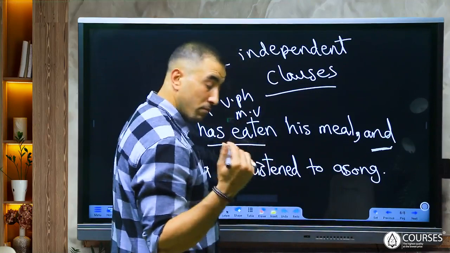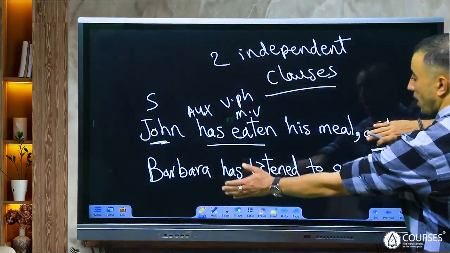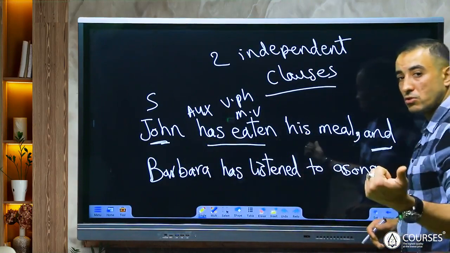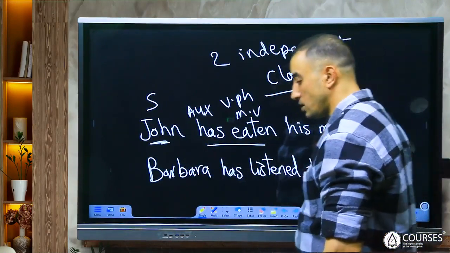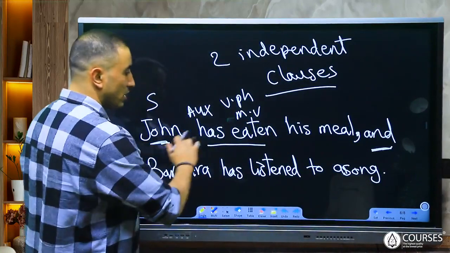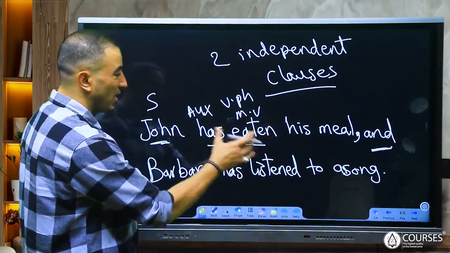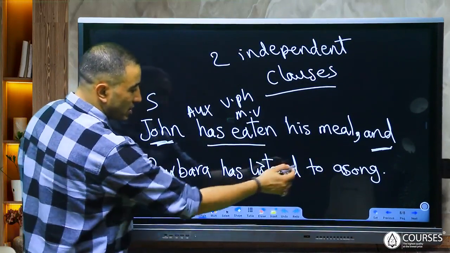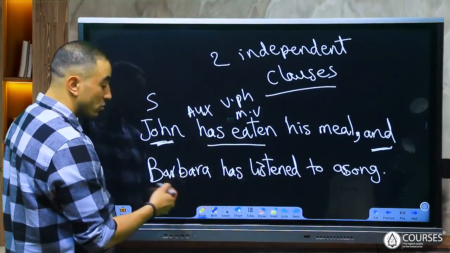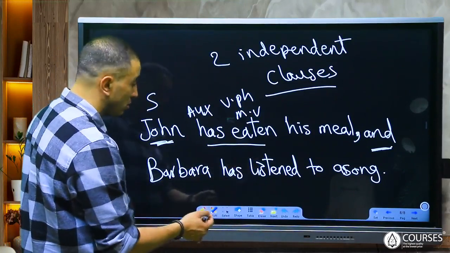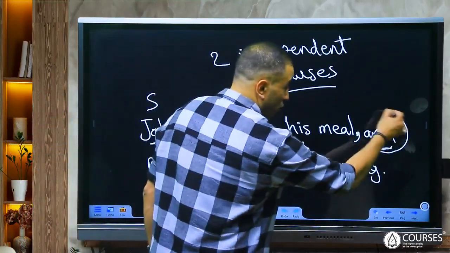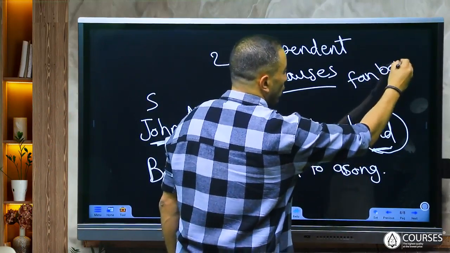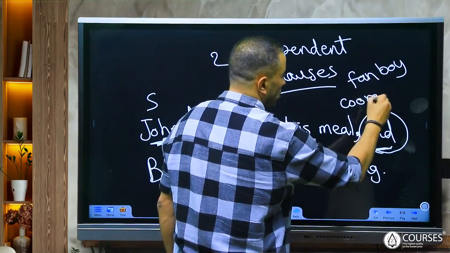If I tell you, pay attention, if I tell you alone that John has eaten his meal, you have understood that John has eaten his meal already. It gives me a complete idea about John. And if I tell you Barbara has listened to a song, you have understood also that Barbara has listened to a song. And it is here the conjunction, the fanboy or the coordinating conjunction.